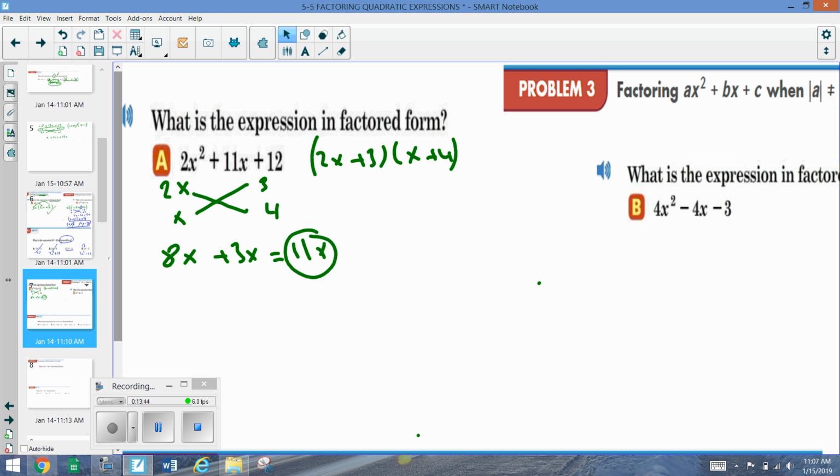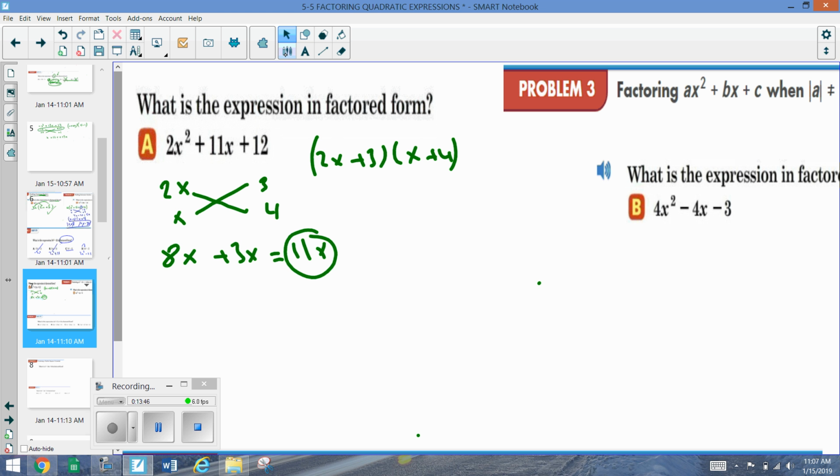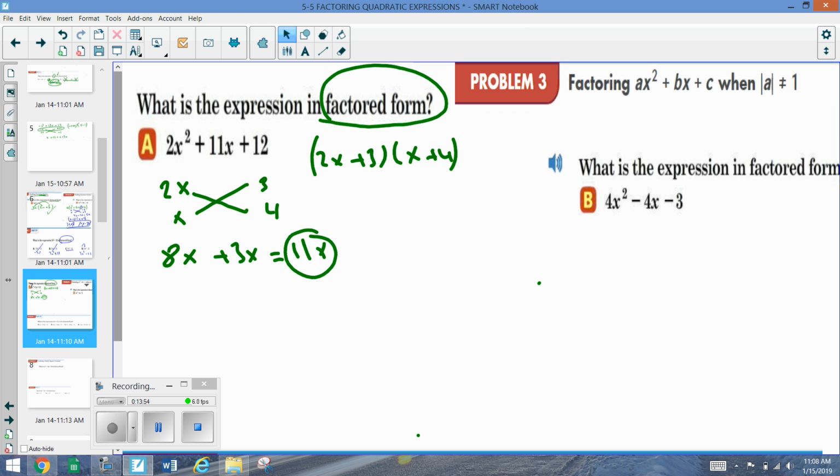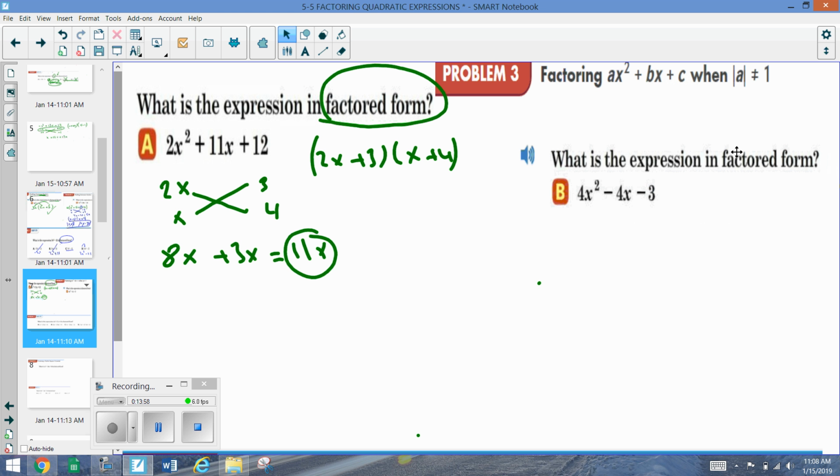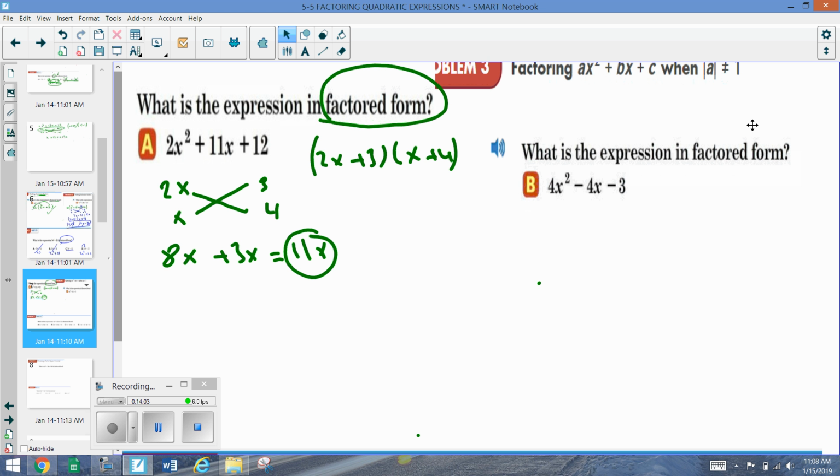Now read the question. What is the question asking? No, wait, never mind. I thought you were still... Factored form. Here you go. We factored. Now next, what is the expression in factored form again?